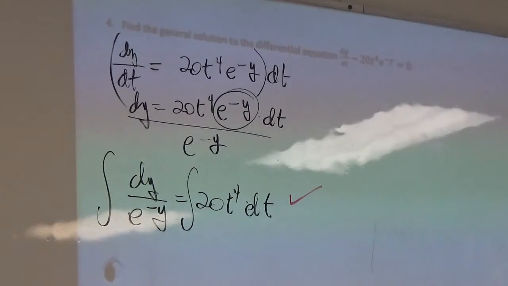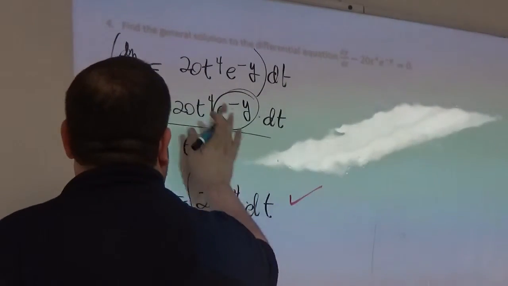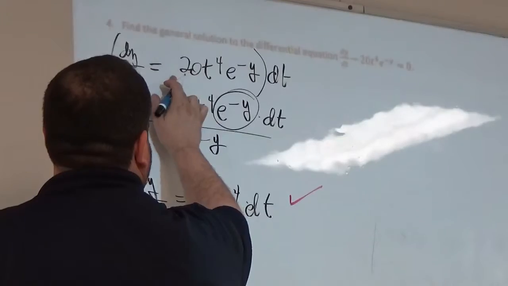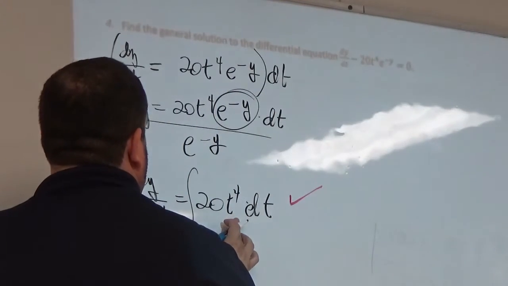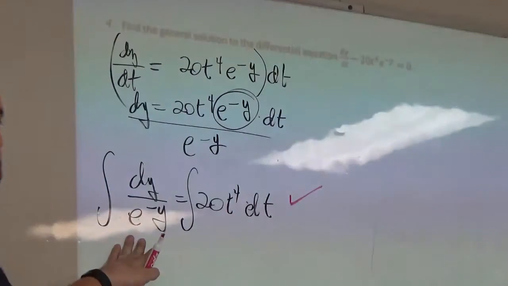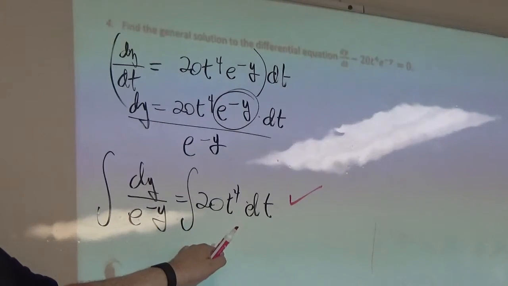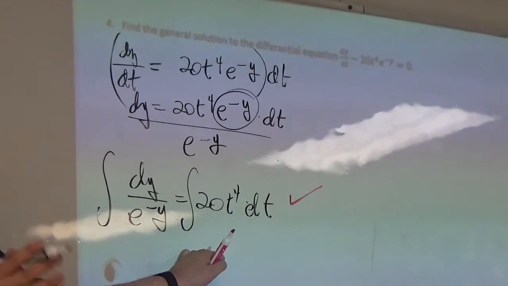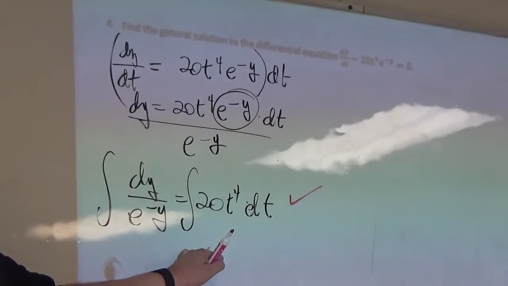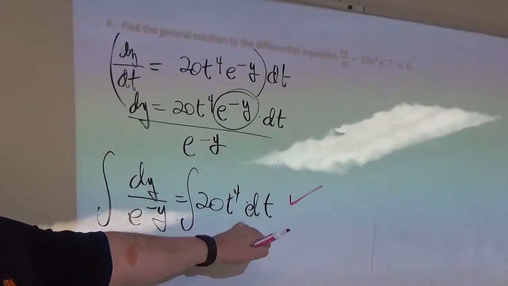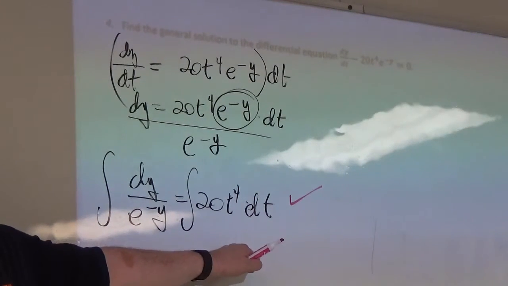Shouldn't the right-hand side be negative? No, I added 20t to the 4th e to the negative y, so I'm good here. One side is almost always easier than the other. I think the one on the right should be a whole lot easier for you guys to integrate. You can probably integrate this without even thinking about it.